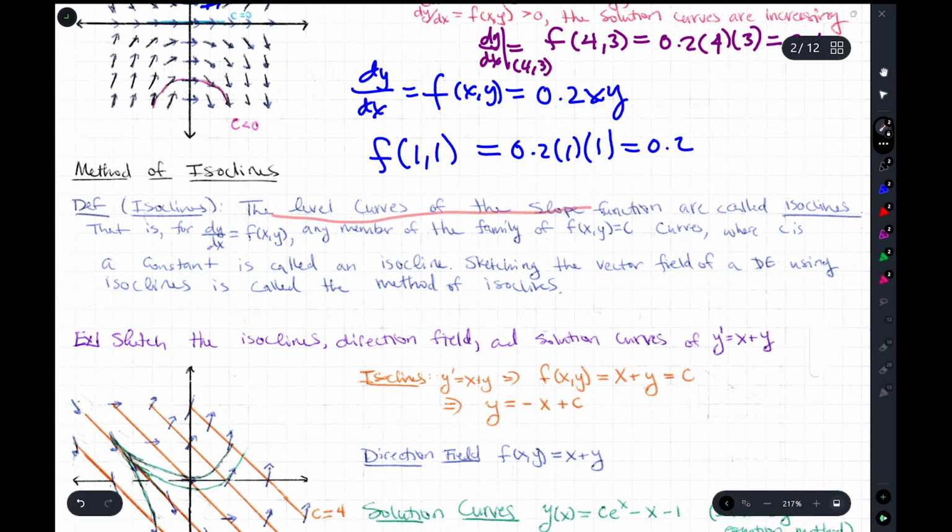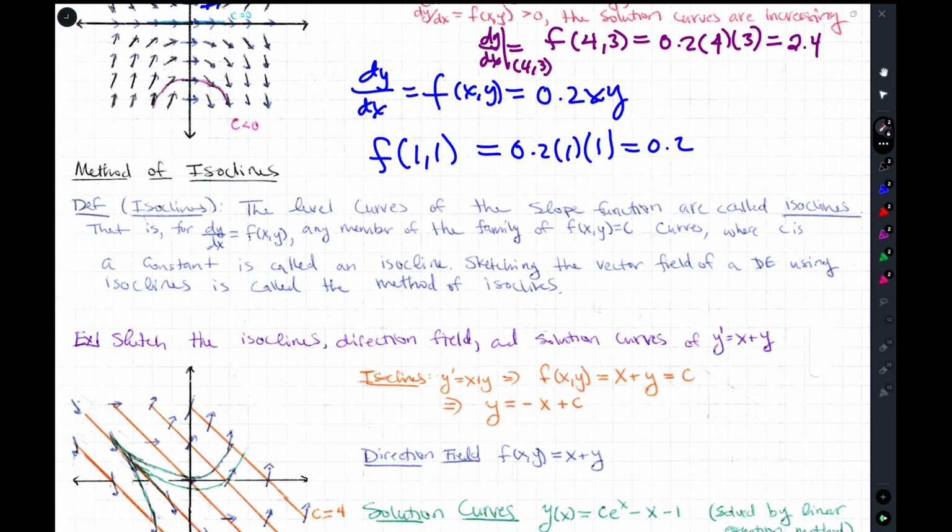The level curves of the slope function are called isoclines, okay? That is, for a differential equation that we see there, any member of the family of f(x, y) = c curves, where c is a constant, is called an isocline, okay? Sketching the vector field of a differential equation using isoclines is called the method of isoclines.